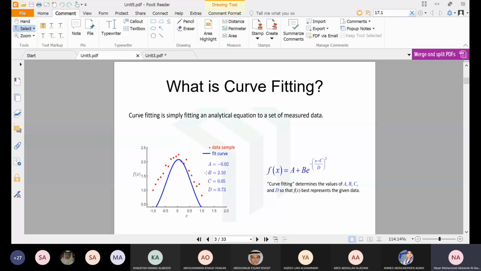We need here to determine the values of the coefficients A, B, C, and D that will best fit the function that we have. Best fit the data and best approximate the function that we have.